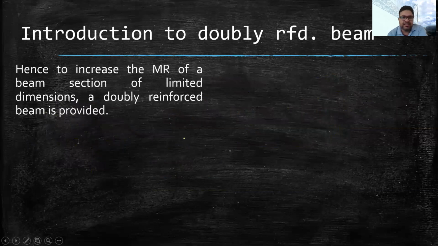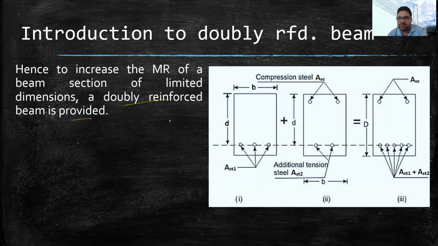In the next slide, it is written: to increase the moment of resistance of a beam section of limited dimension, a doubly reinforced beam is provided. Now, what is a doubly reinforced beam? That we have to see. So using this figure, we will understand.